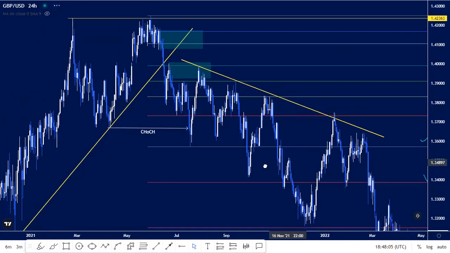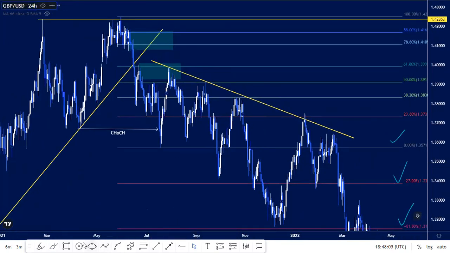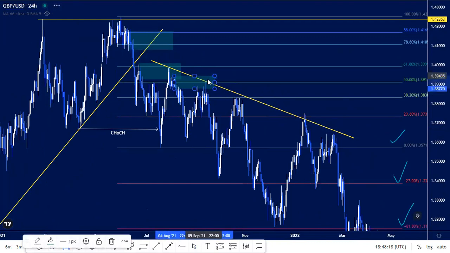Holding trades is very good, because the market will always move from one swing point to the next. In this case, it came back to this supply, and you could have sold again there. So here you could have sold.